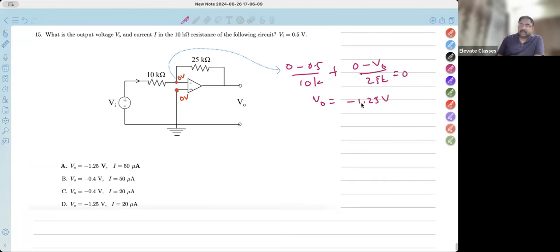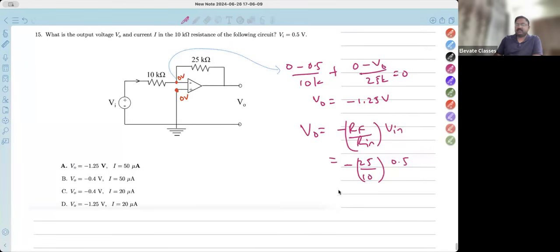Very good. Other way to do it is, this is nothing but an inverting amplifier. Inverting amplifier के लिए we have the formula minus RF upon input into input voltage. वो use कर लो. Feedback resistance कितना है? 25K. यहाँ कितना है? 10K. 25 by 10 multiplied by 0.5. वो भी वही होगा 2.5 into 0.5. That will again give you minus 1.25 volts.